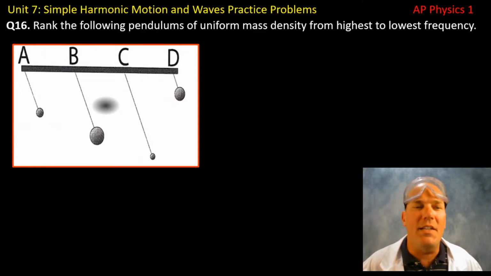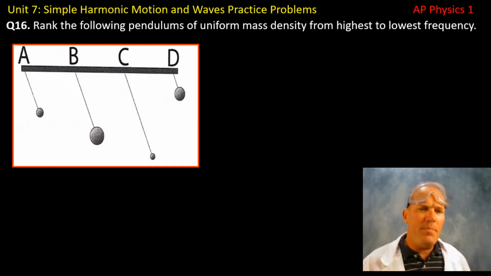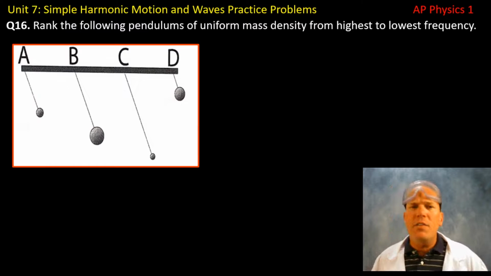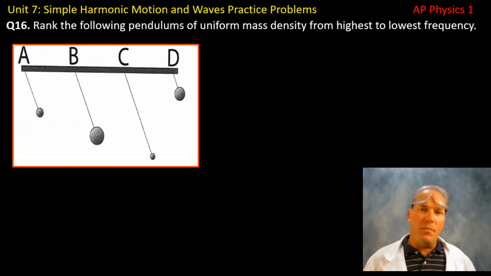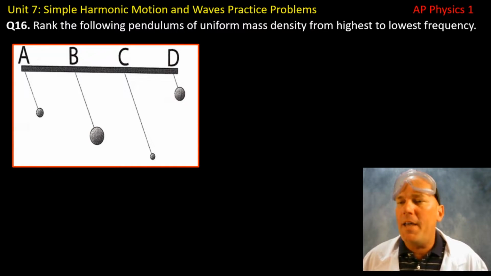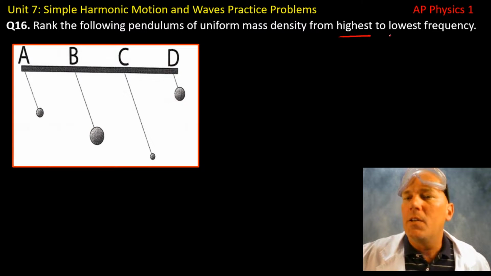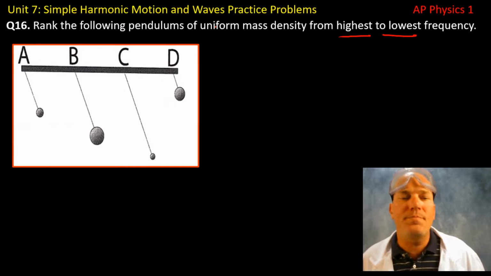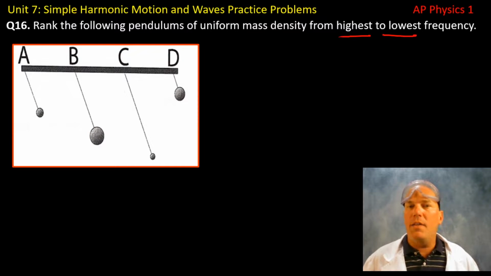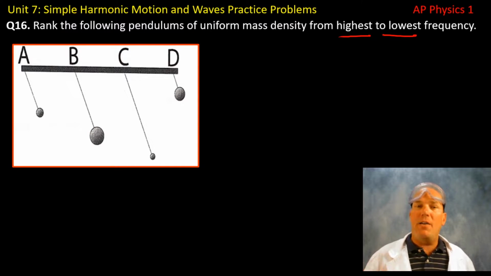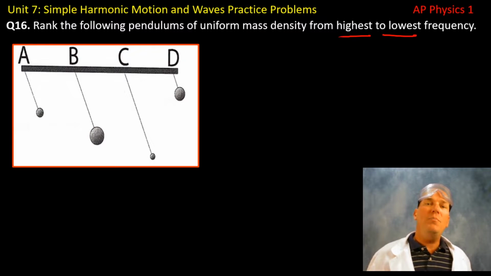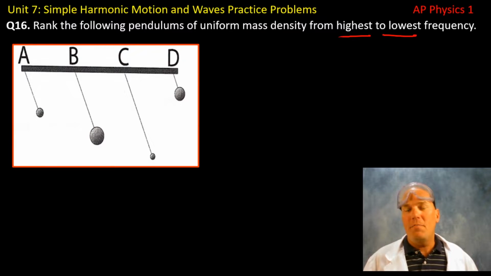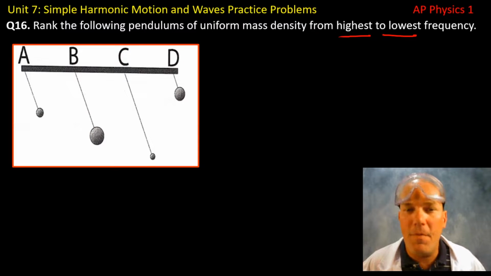Question 16 is another ranking task, except this time instead of ranking spring block harmonic oscillators, we're ranking pendulums in simple harmonic motion. And we're going from highest to lowest frequency. I always circle that. Uniform mass density is telling you that they all have that same amount of mass per volume. However, hey guys, mass doesn't matter, does it? So you're not falling for that.